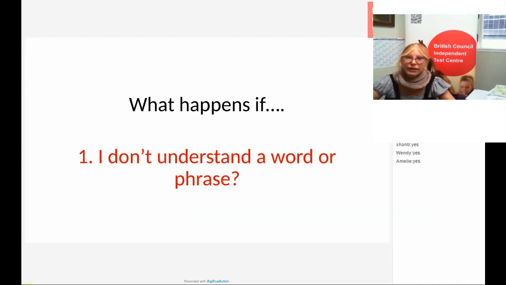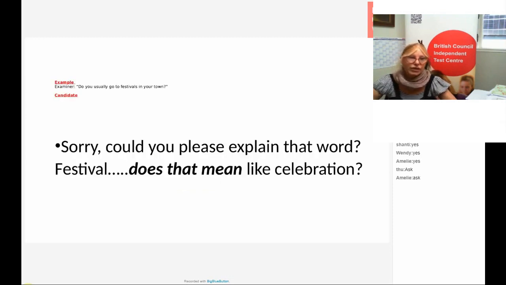All right, what happens if, scenario number 1, I don't understand a word or a phrase? What happens if I don't understand a word or a phrase in the question that the examiner gives me? What can we do? Any ideas? Ask. Yeah. So easy, right? We just ask. Whenever we're not sure, it's better to ask what a particular word means. Otherwise, we could actually be giving all the wrong information for that question.